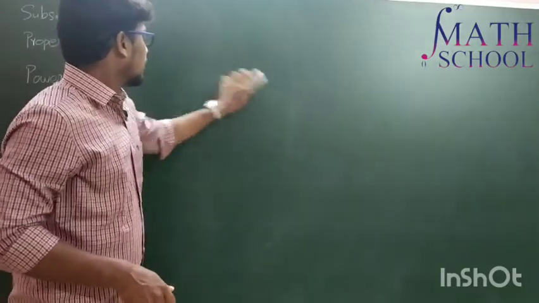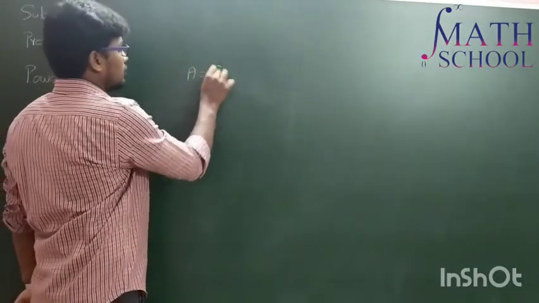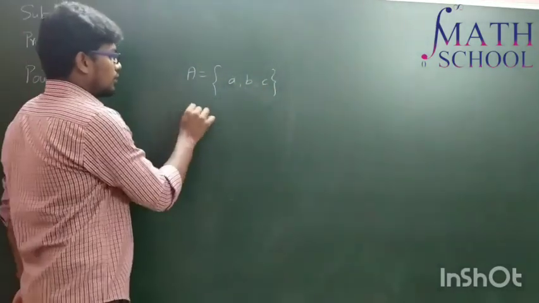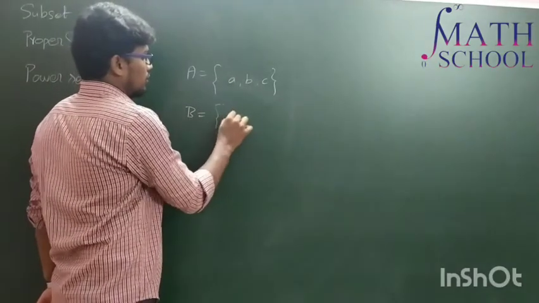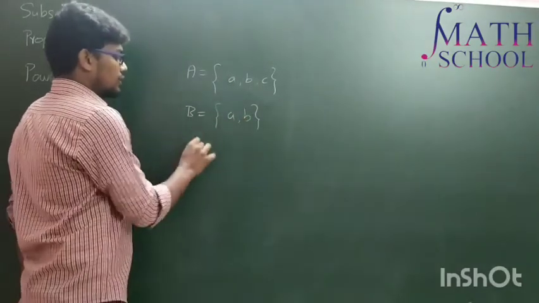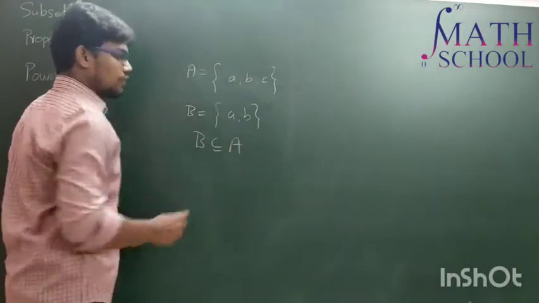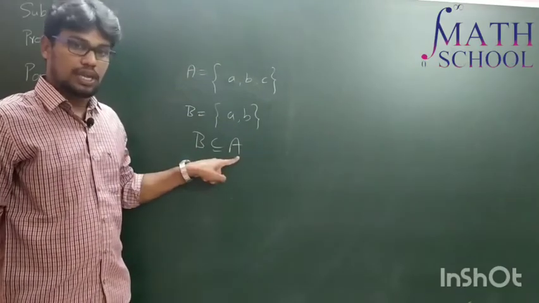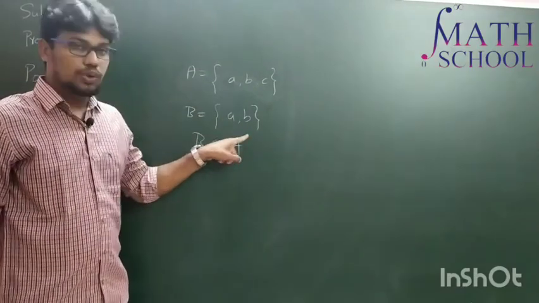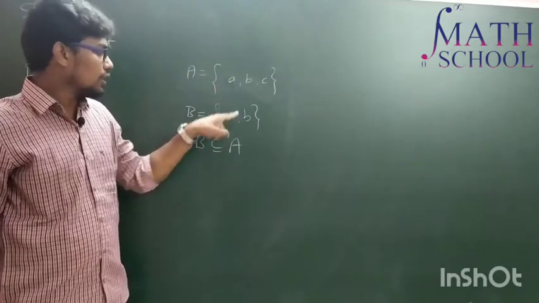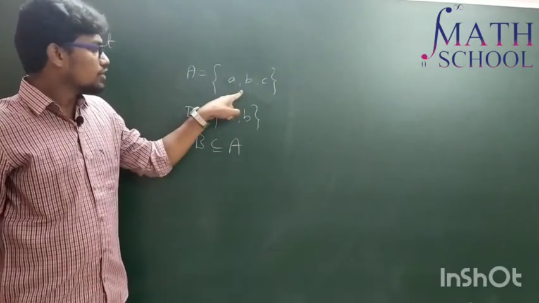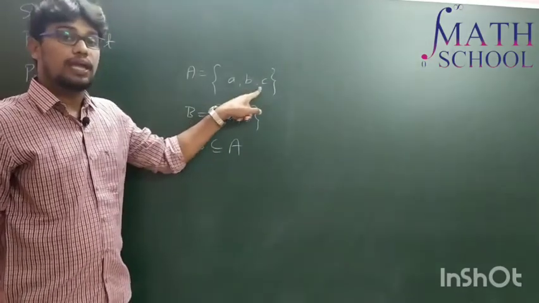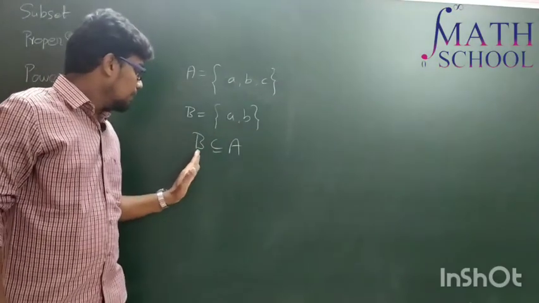Suppose let A be a set, say A, B and C. Say B is equal to some A and B. Here we can say B is a subset of A. Why? Look at here. Every element of B belongs to the set A. Check it. B has two elements. Here is A. Yes, A belongs to A. Here is B. Yes, this B belongs to A. So every element of B belongs to the set A.